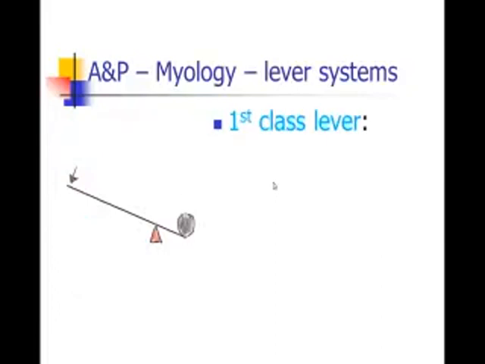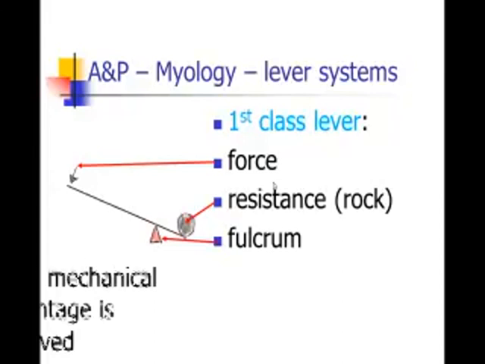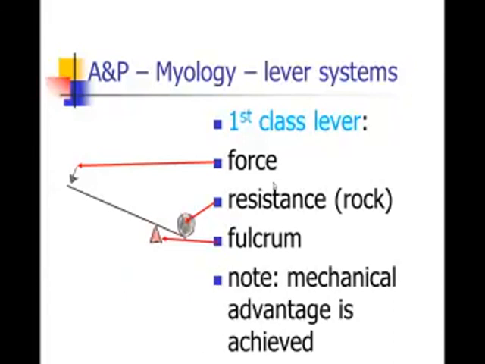So here's the first class lever, and the characteristic that sets it apart is that the force and the resistance are on opposite sides of the fulcrum. This is what you would have if you used a crowbar to lift a rock. I do this all the time in my yard. And the way this is set up, we have a mechanical advantage, and the reason is that the rock is much closer to the fulcrum than the force. So if this rock were to weigh 100 pounds, you could probably lift it with about 30 pounds of force.